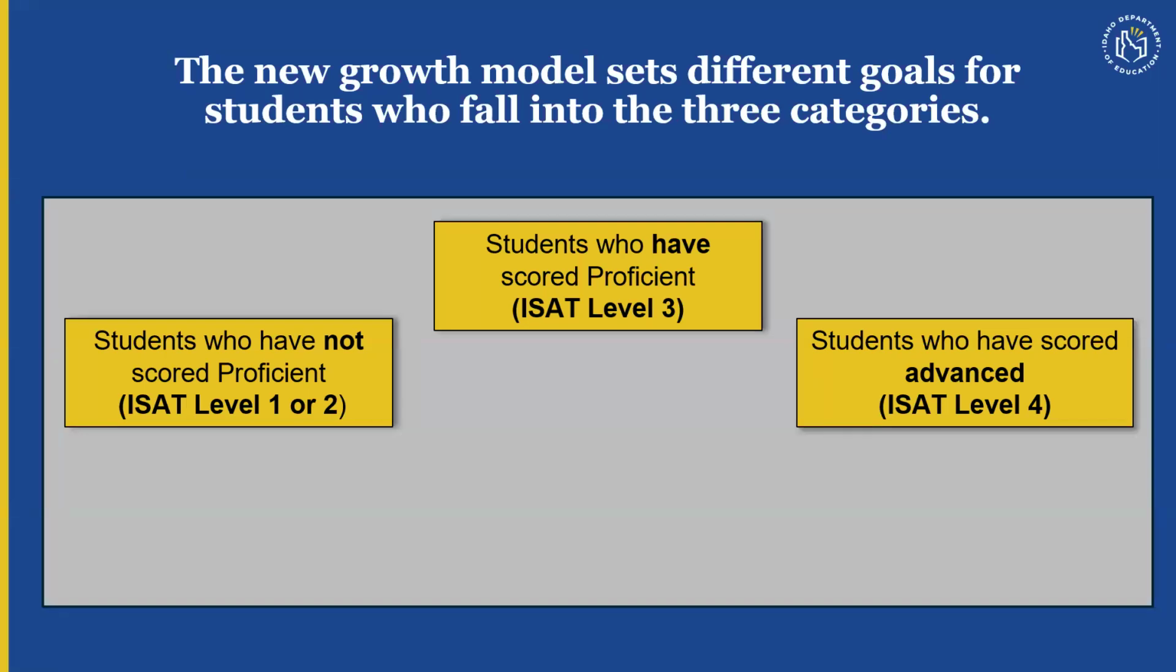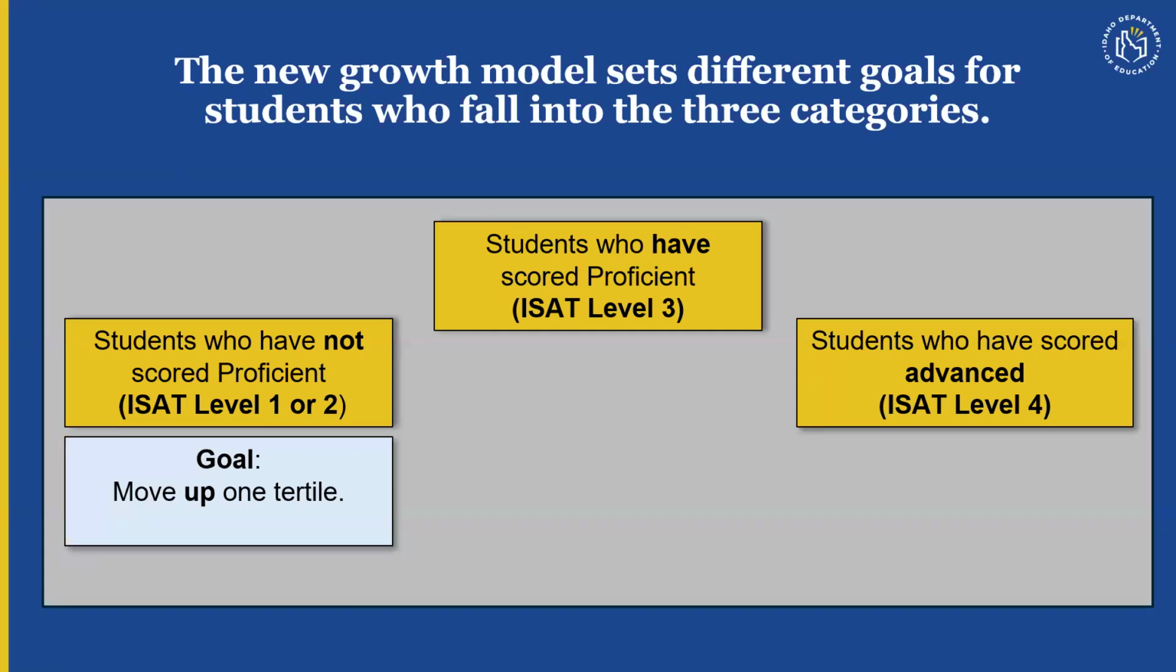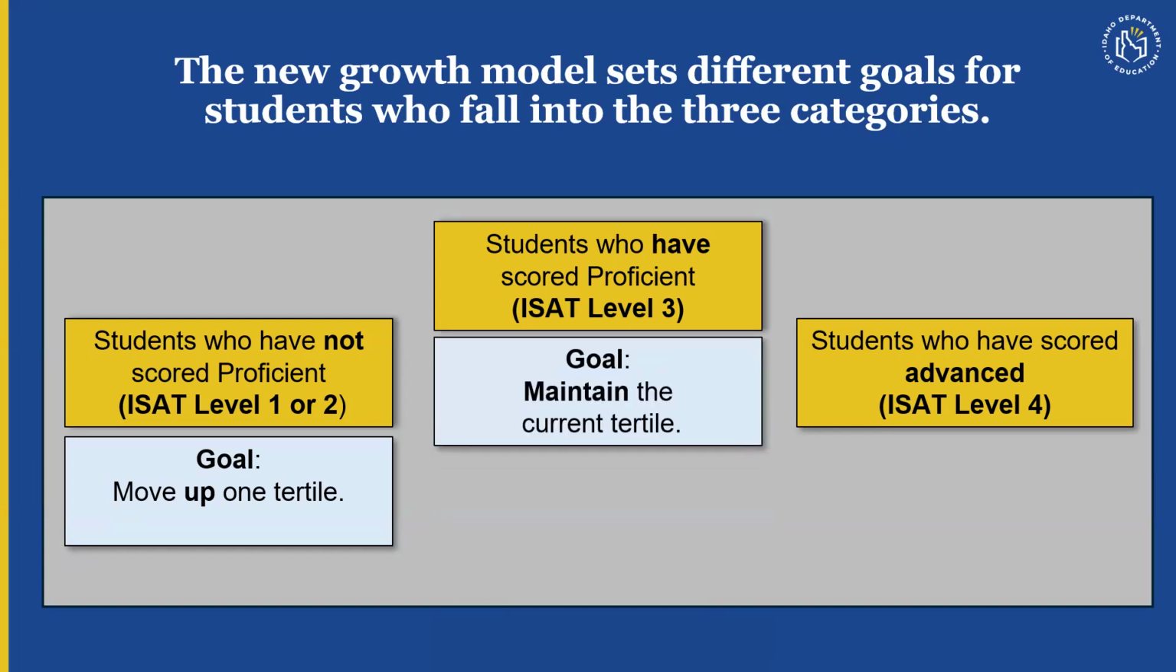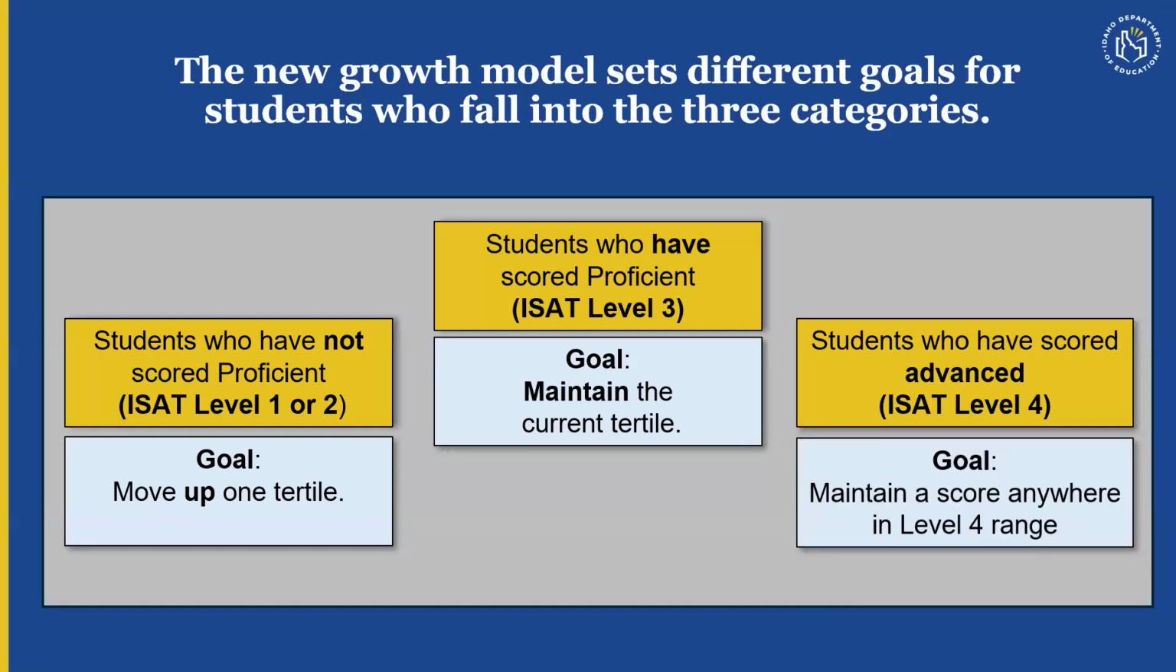Depending on the category students fall into, they will have a different growth goal. For students who do not score proficient, that is, students who have scored a 1 or a 2, their goal is to move up 1 tertile from one school year to the next. For students who score a proficient level 3, their goal is to maintain their current tertile on the following year's ISAT. For students who score level 4 advanced, their goal is simply to stay in the advanced level 4 category for the next school year. Let's dive into each of those with a little more detail.